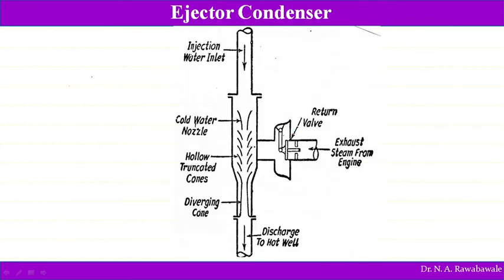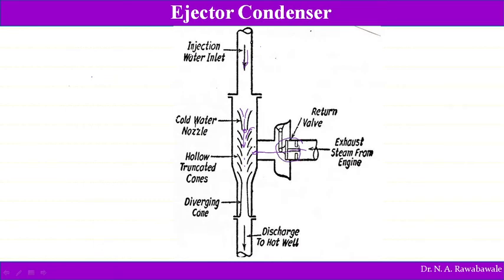Now ejector condenser. Ejector condenser in the sense the injection water enters here. As this water passes through this nozzle, the velocity of water increases. Due to increase in the velocity, the inlet pressure is more, and at this section pressure gets reduced, and because of reduction in pressure here suction is created, and due to the suction the steam from engine or turbine enters into this ejector condenser, and this steam gets mixed with the water and the condensate is discharged to the hot well.